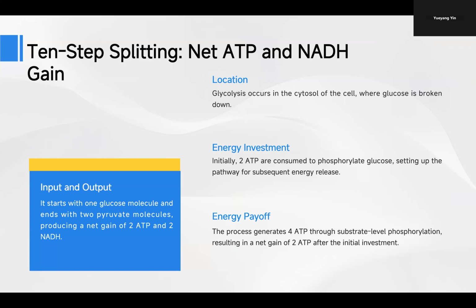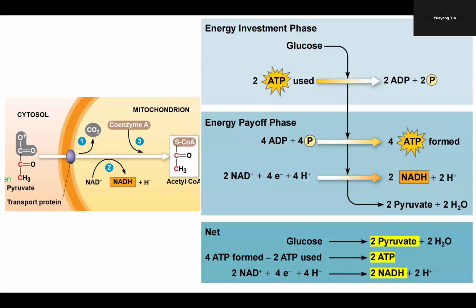So first, two ATP are invested to phosphorylate a single glucose molecule. The six-carbon sugar is then split into two three-carbon molecules. In the payoff phase, these three-carbon molecules are converted into two molecules of pyruvate through substrate-level phosphorylation. Four ATP are produced directly. So the yield: two pyruvate, two net ATP, and two NADH.